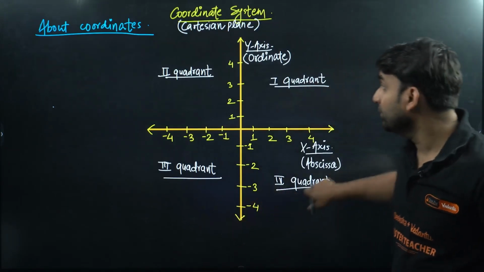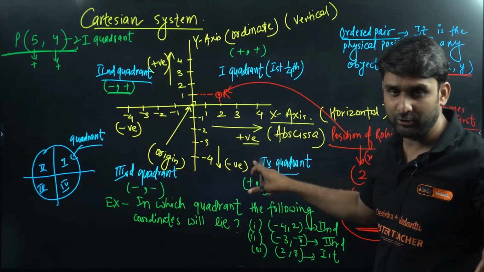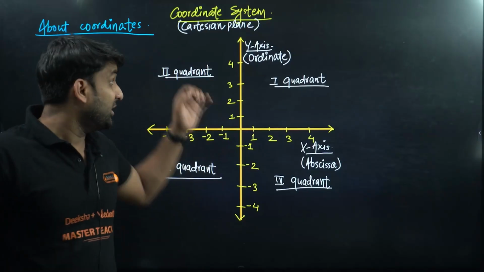I have already told you: positive, positive will lie in the first quadrant, negative, positive in the second quadrant. So these things are clear to you now. Now I am going to give you a few more very important pieces of information about coordinates.